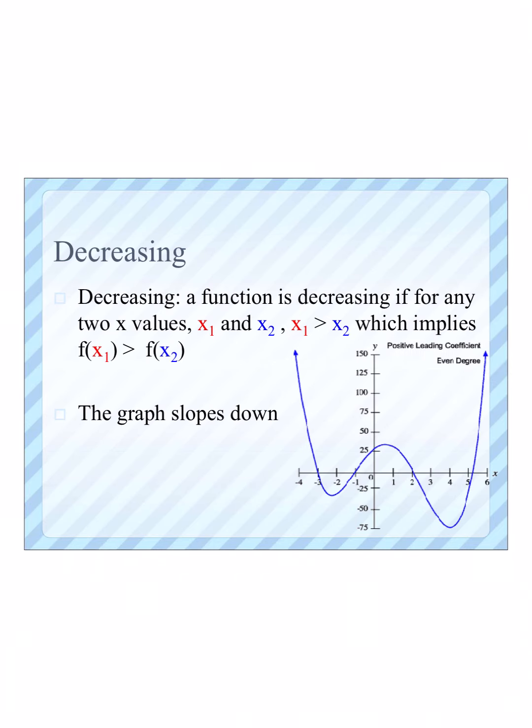All right, looking for decreasing values, a function is decreasing if for any two x values, x1 and x2, x1 is greater than x2, which implies that f of x1 is also greater than f of x2. So for two x values, if the y values are going down, the graph slopes down and it's decreasing, the opposite of what we had before. So we're looking for two areas where basically we have a negative slope. All right, so our first negative slope is going to be this area here, and then our second negative slope is going to be right around here.